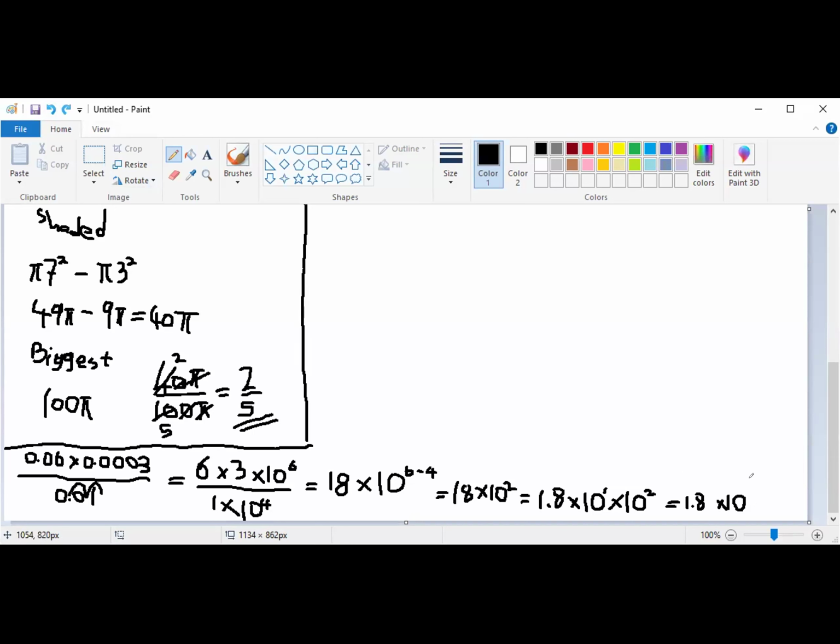Remember, 1 plus 2. Okay, so that's going to leave us with 1.8 times 10 raised to power 3. Yeah. So, are you good with that? Oh, yes.